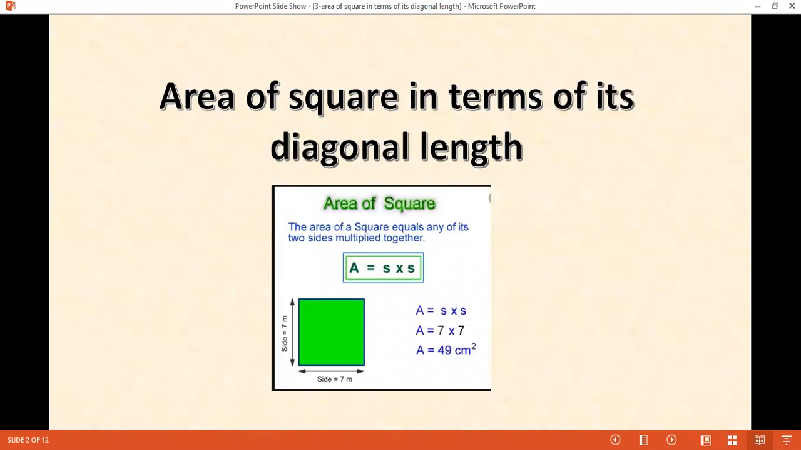As we talked before, the area of a triangle is half by base by height, the area of a parallelogram is base by height, and here the third area we have is the area of a square in terms of its diagonal length. As we know, the area of a square equals what? Side by side. This time we're gonna talk about the area of a square if it has diagonals.